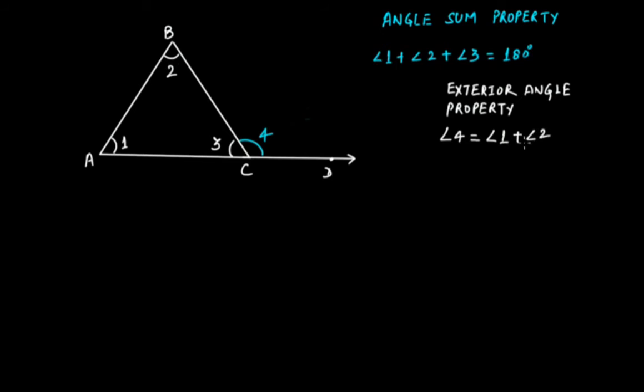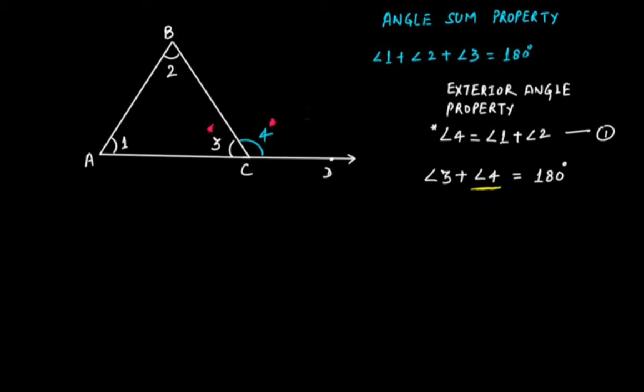Now since angle 4 is equal to angle 1 plus angle 2, this is one equation. And if you focus at this angle 4 and at this angle 3, these are two adjacent angles which are actually forming what? They are forming a linear pair. Therefore, since they are forming a linear pair, angle 3 plus angle 4 will be equal to what? 180 degree.